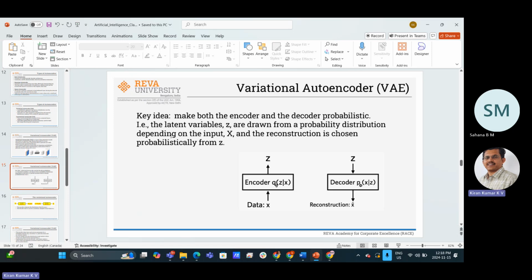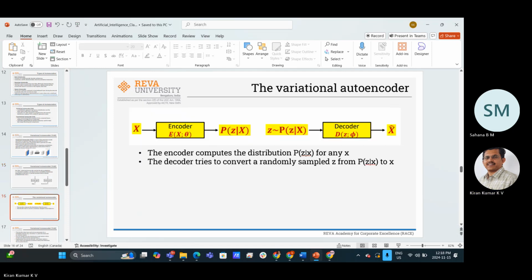Okay, so what's the main idea? Vary the Z value here, you'll get different variations of the input. The other way to represent this is this. The encoder computes the distribution P of Z given X for any input X. The decoder tries to convert randomly sampled Z from P of Z. What do you mean by random sampling here?